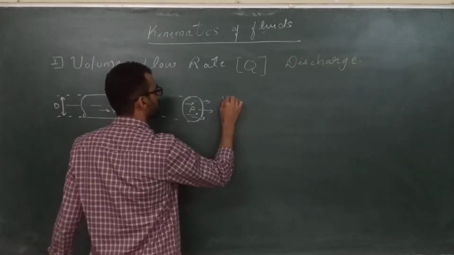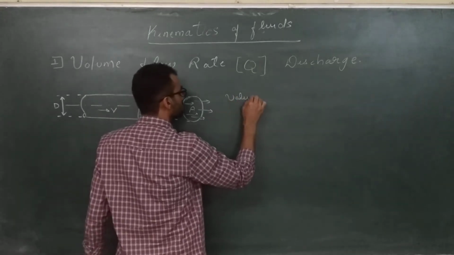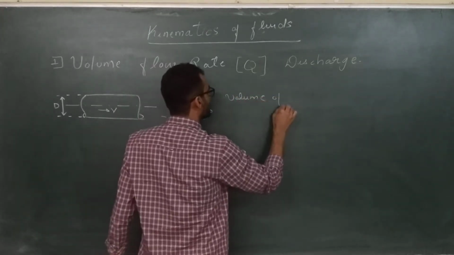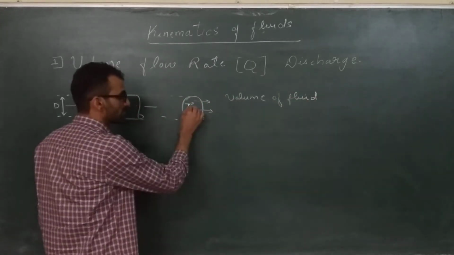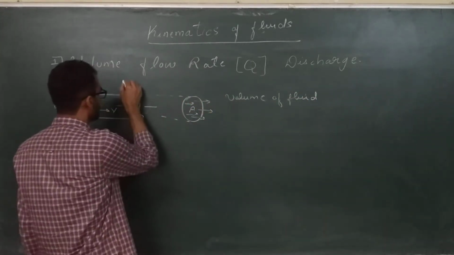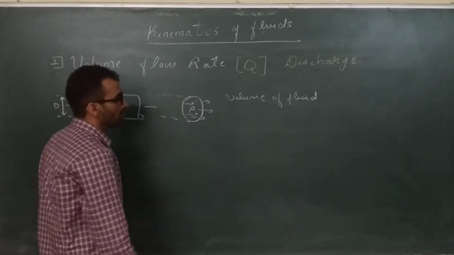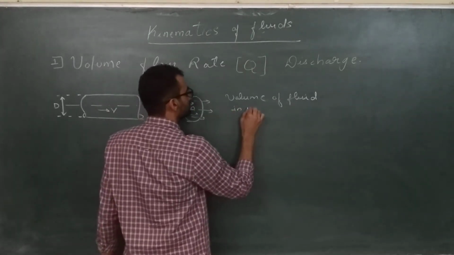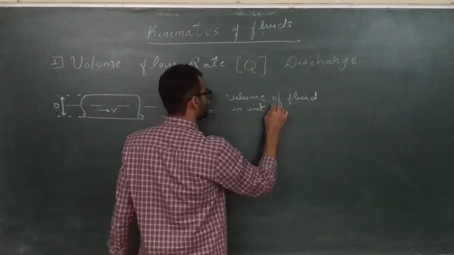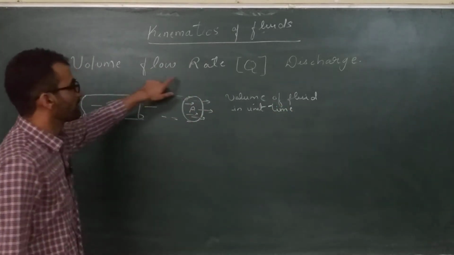So we want to find out how much volume of fluid is flowing through this cross sectional area A in a unit time. If you cut here, you will get a circular cross section. How much volume of fluid is flowing in unit time? This is nothing but the volume flow rate or discharge.